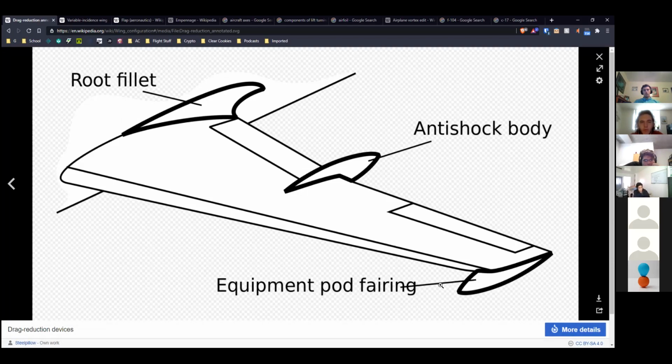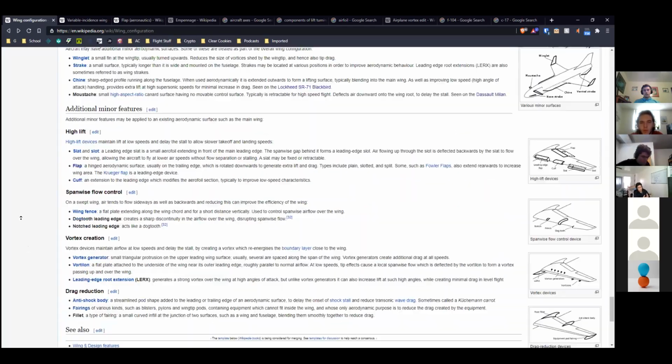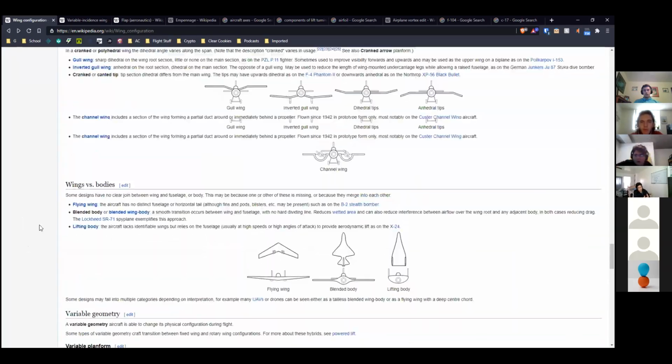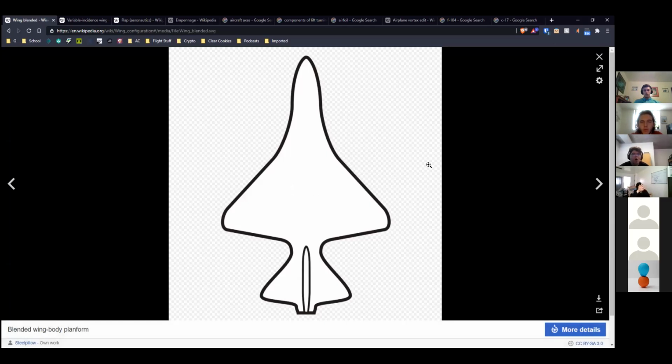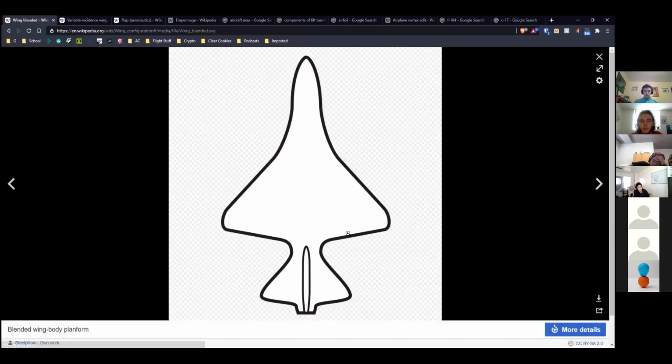And then, yeah. Hey, Jake. Other things, yeah. I had a question earlier about blended bodies. You guys just mentioned, I just forgot the name, the little thing. Root fillets. Yeah, root fillets. Why don't you blend all the bodies of a plane all the time? Is it because of the weight? Wouldn't it help with interference drag?